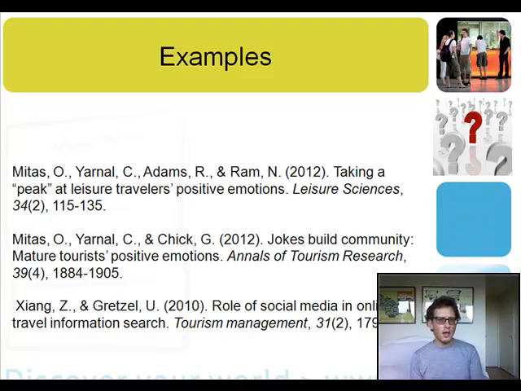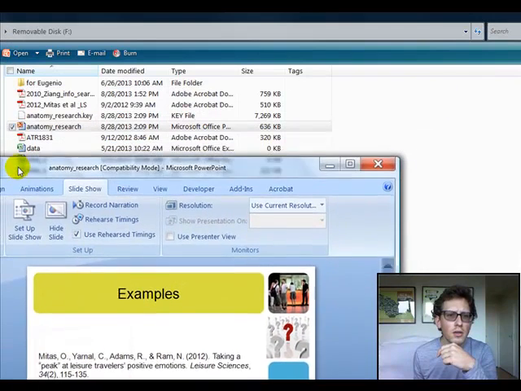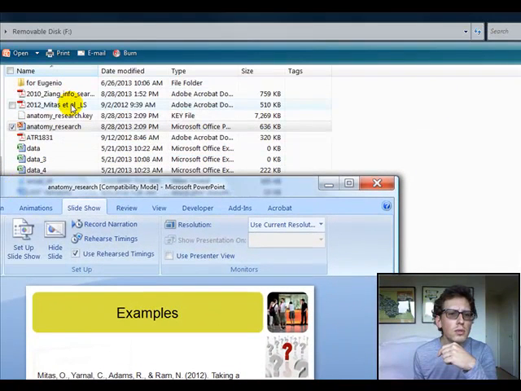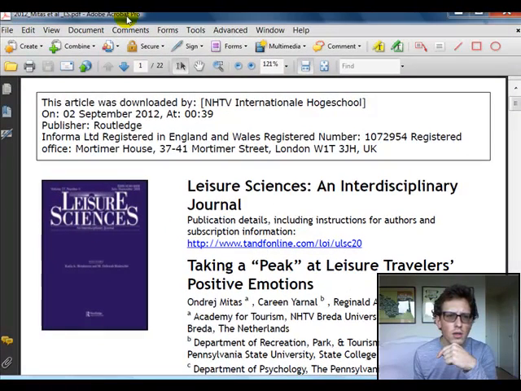Okay, so one quantitative research paper from Leisure Sciences, another quantitative research paper about social media from Tourism Management. It's not mine. It's a very nice paper. And a qualitative paper from Annals of Tourism Research. So let's have a look and let's see if we can recognize that 5-step argument in each of these papers. Okay. Let's look at this one first. Okay.